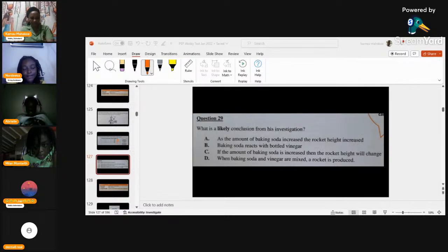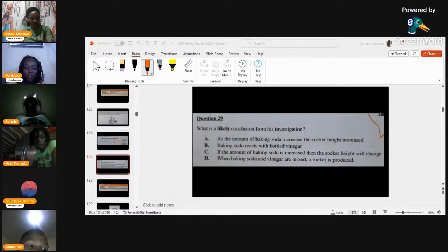What is a likely conclusion from his investigation? A. As the amount of baking soda increased, the rocket height increased. B. Baking soda reacts with bottled vinegar. C. If the amount of baking soda is increased, then the rocket height will change. D. When baking soda and vinegar are mixed, a rocket is produced.